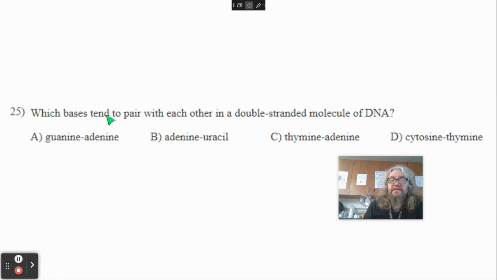25. Which bases tend to pair with each other in a double-stranded molecule of DNA? Is it A, guanine and adenine, B, adenine with uracil, C, thymine with adenine, or D, cytosine with thymine?